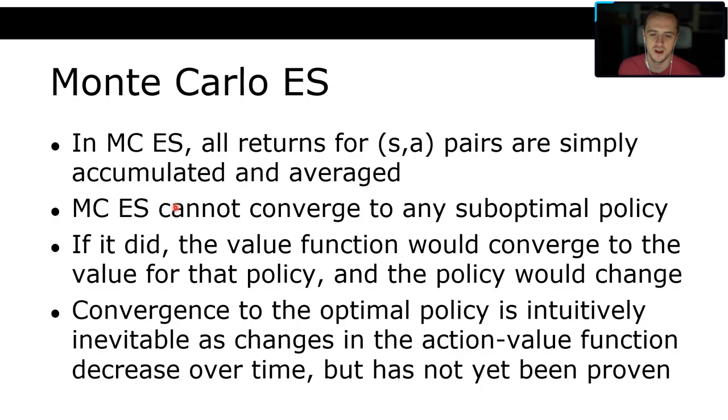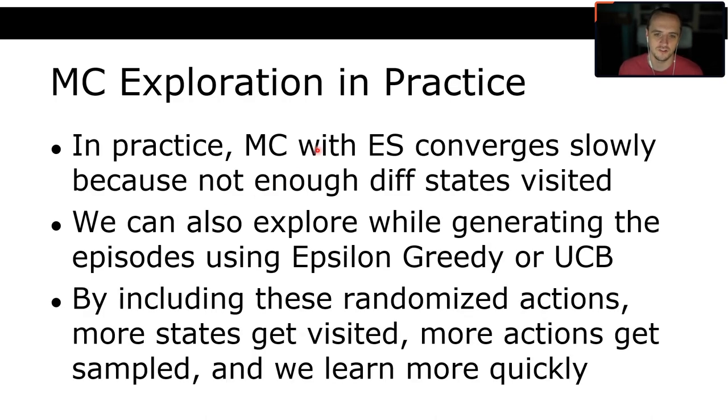This is really interesting, because if you were doing the suboptimal thing in your policy, then your values would be really low, so your policy would change. And if your policy is doing really good things, your values update, and now you're more sure about the good things. So Monte Carlo ES is intuitively converging to the best possible solution, but at the time of me writing those slides, it had not been proven. I don't know if there's been any breakthroughs in the last year or so. In practice, Monte Carlo with exploring starts converges slowly because not a lot of different states are visited.